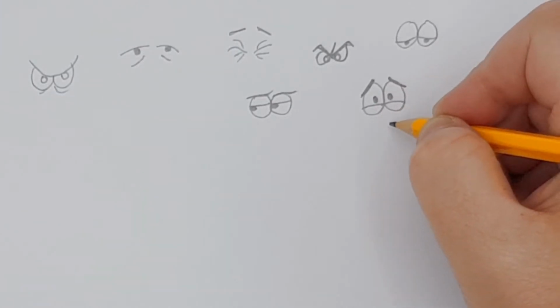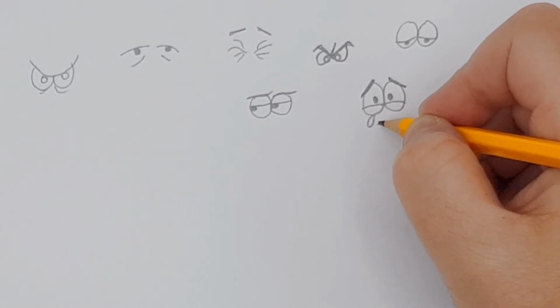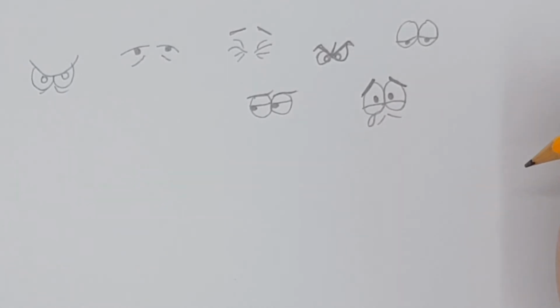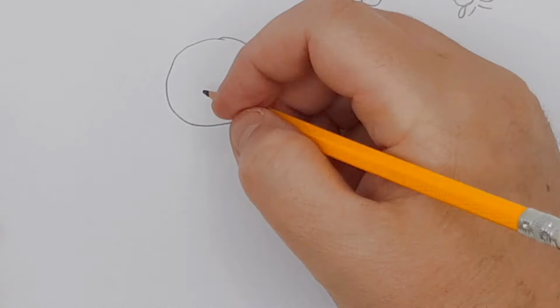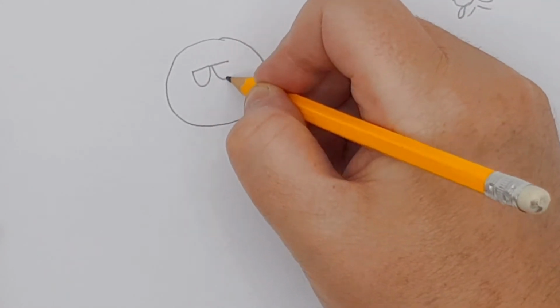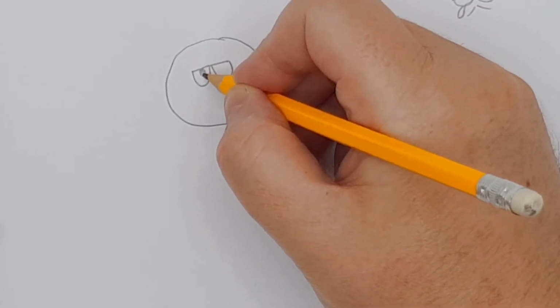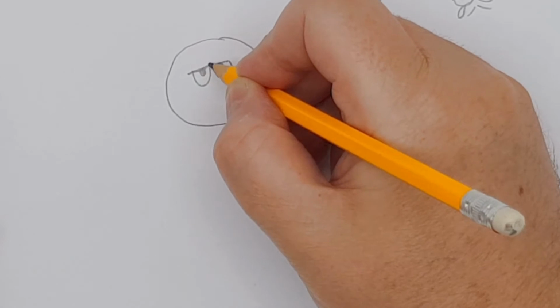So as you will see from these examples that I've drawn here, it is quite easy to convey a range of emotions very simplistically just by using a set of eyes. And now what we're going to do is combine that with some of the other facial features to convey a strong emotion.